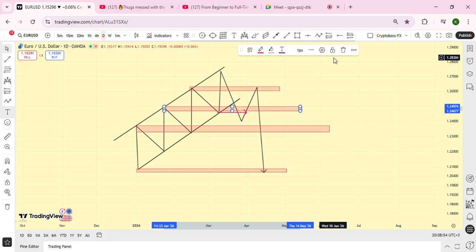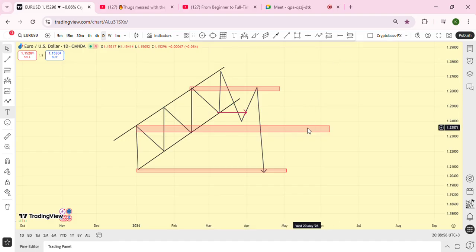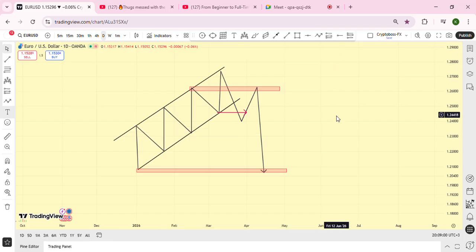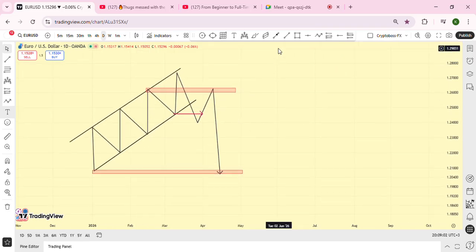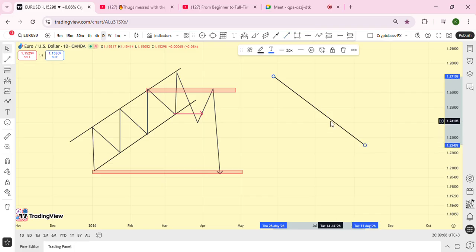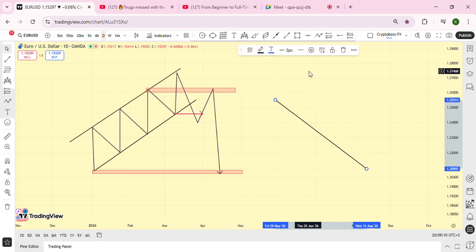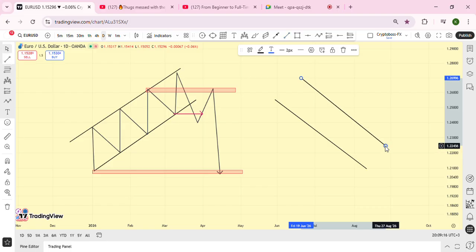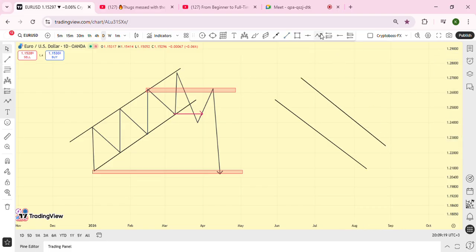No, it's okay. So we can look at the inverse head and shoulders. The inverse head and shoulders will form when the market is in a downtrend. That is when we are going to have the formation of these inverse head and shoulders, which is a reversal pattern or a buy signal.